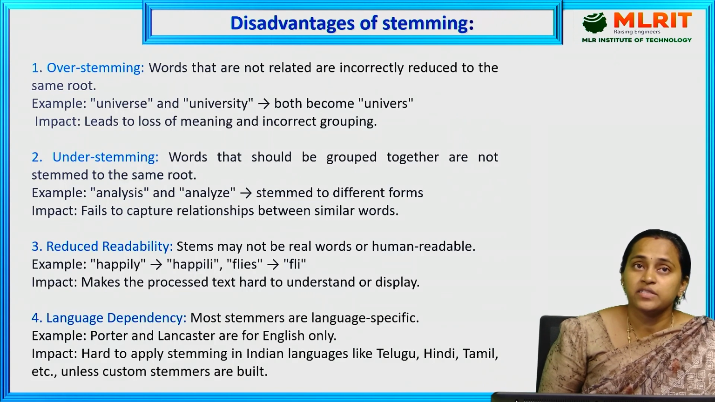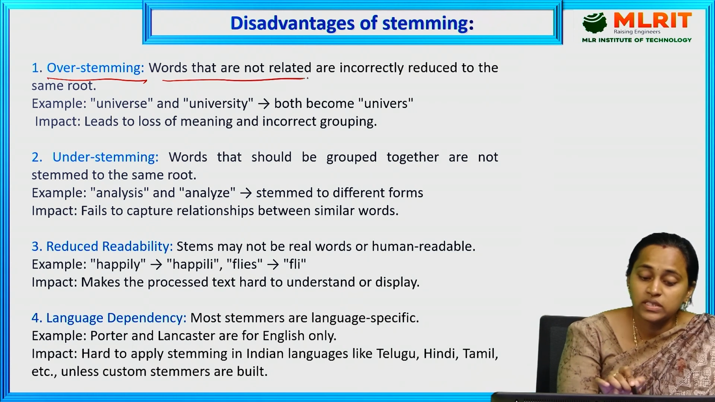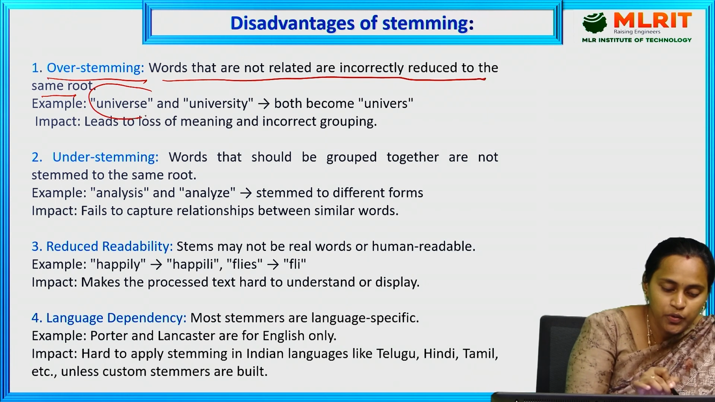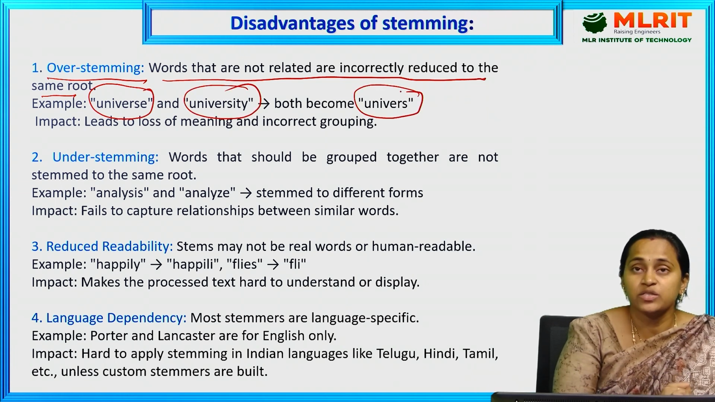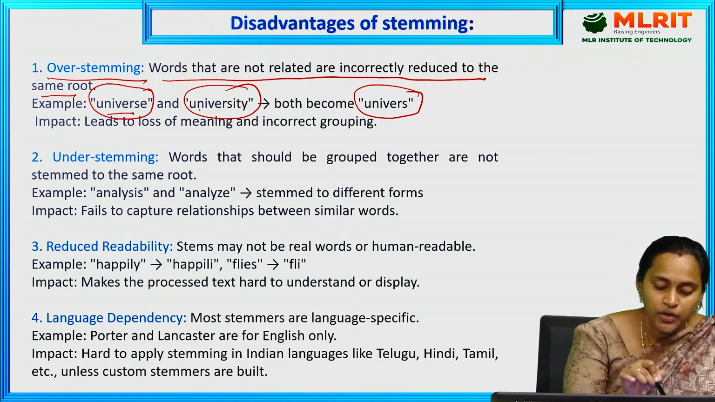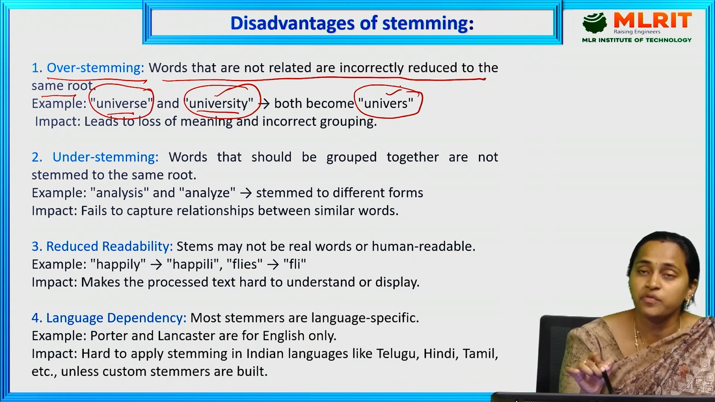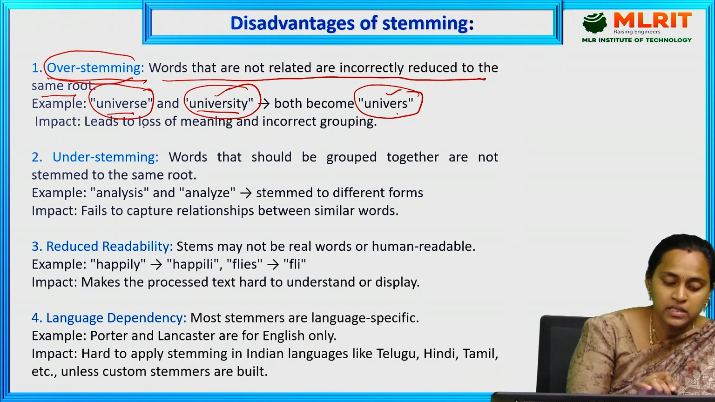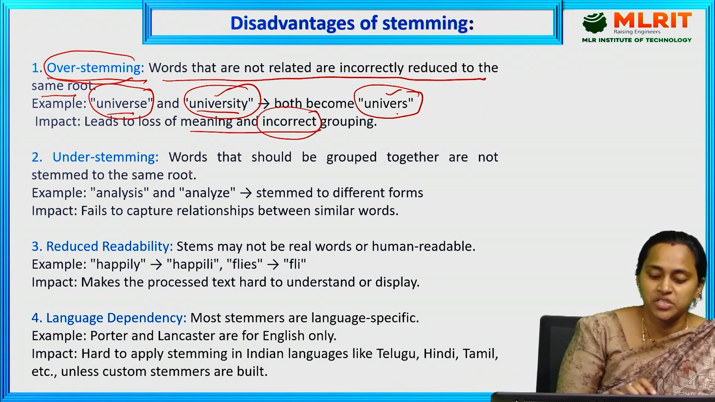Let's see the disadvantages of stemming. Here, first one, over stemming. That means words that are not related are incorrectly reduced to the same root. See the example here, universe and university. Both become the root word universe. That is not correct. Universe means a different thing, university means a different thing, but we get the root word universe. This is the drawback of over stemming. This leads to loss of meaning through incorrect grouping. We will lose the entire situation.